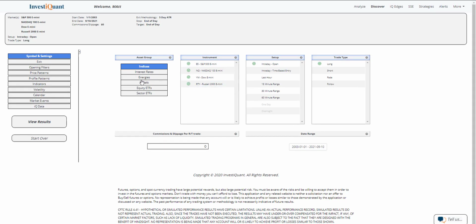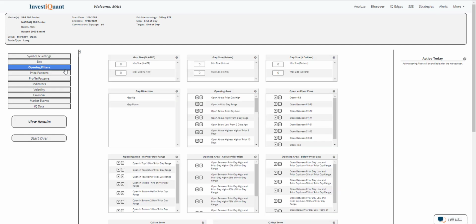I've got all four instruments selected. Set up based upon entering the market long at 9:30 a.m. Eastern Time. The exit will be 4:15 p.m. Eastern Time. Currently, we are trading higher. I'm going to add that piece of information by going to the gap direction and clicking on gap up.